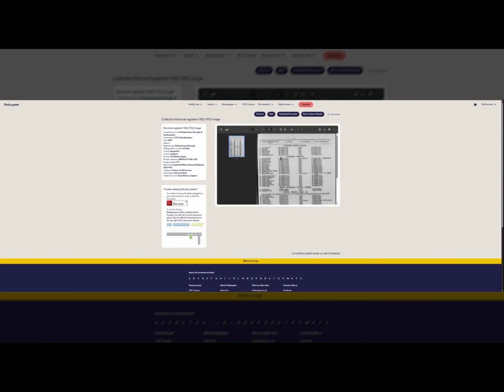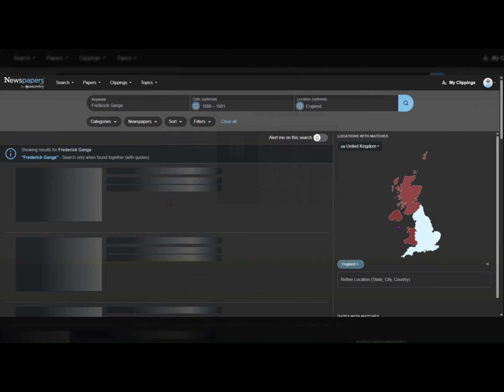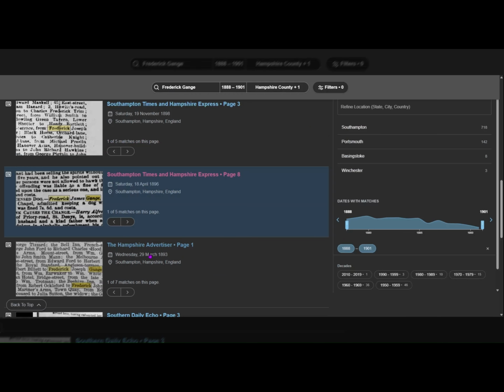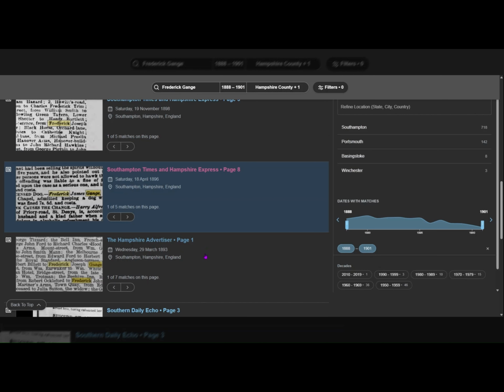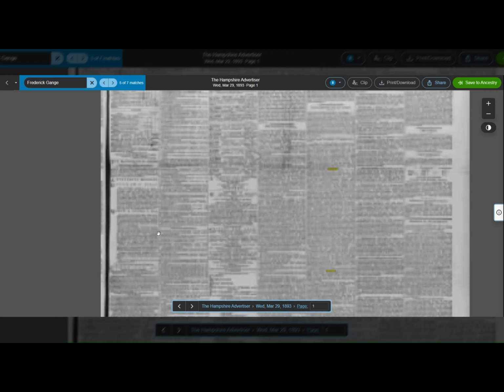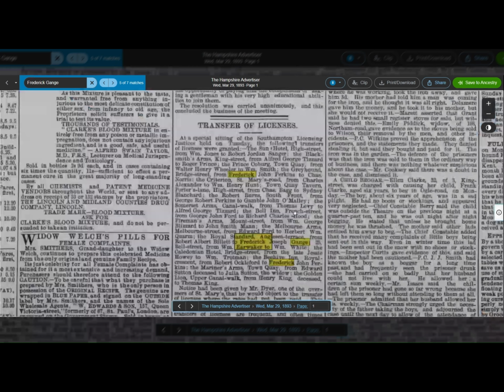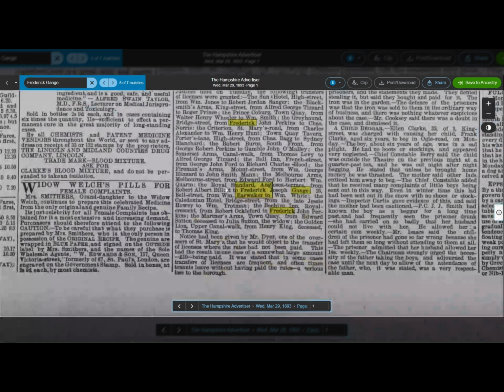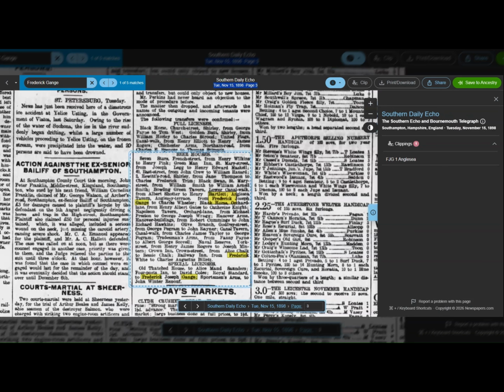And of course, one question you might be asking is, why did they move so much? And the answer could be found if we go to newspapers.com and do a bit of digging around there. We can see the answer for that. It would appear that Frederick Joseph Gange got the license as a beer retailer for the Anglesey Tavern, what was the Royal Standard to start with, in 1893. And he then got one for the Royal Standard in Carlton Place in 1898.